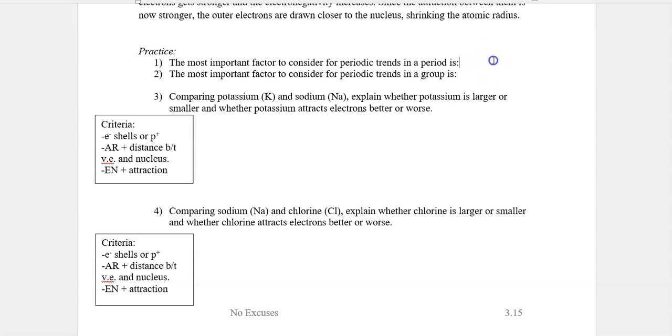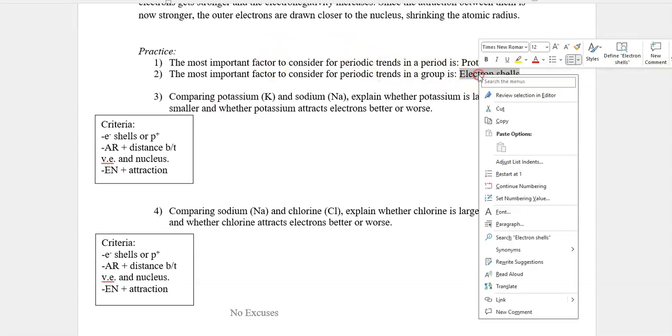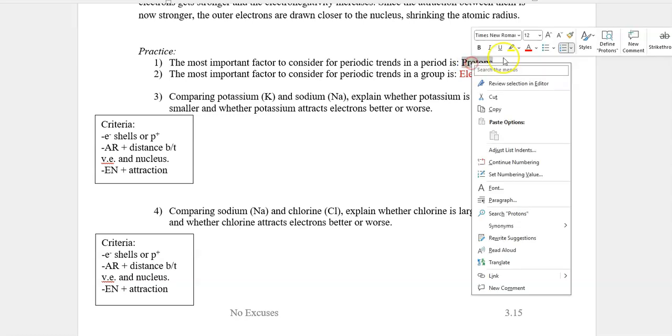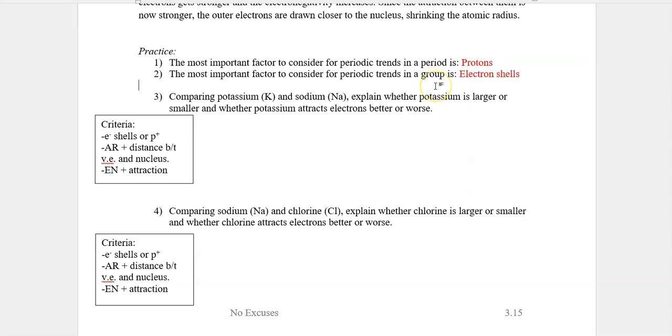Alright, the most important factor to consider for periodic trends in a period is protons, and the most important factor in a group is electron shells. If you try to explain the pattern in a period with electron shells, you won't be able to, because electron shells only change when you go up and down the periodic table. And then protons will give you the wrong explanation for a group, because electron shells, it turns out, are more dominant. As you go down, there's more protons, but it doesn't matter because the electron shells dominate.